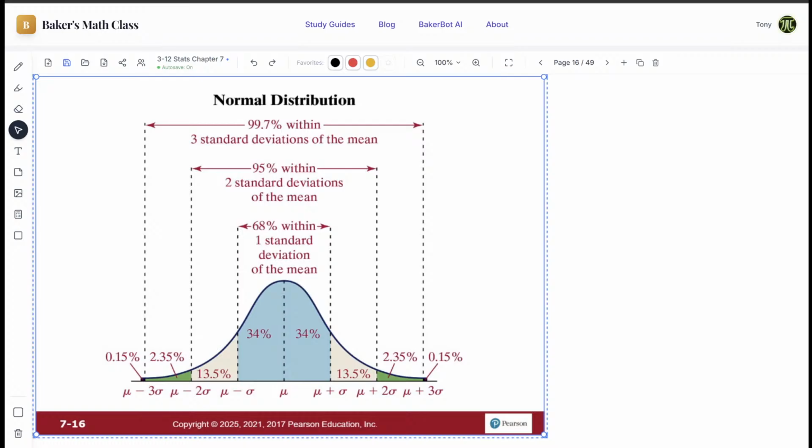It's coming back. So 68 is within 1, which means there's 34 on either side of the mean. 95 is within 2, and we can split that in half: 47 and a half, 47 and a half. And then 3 standard deviations was 99.7. That's pretty much most of the data.